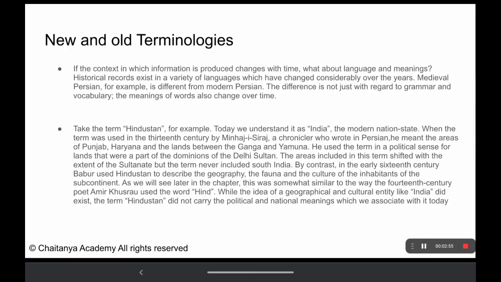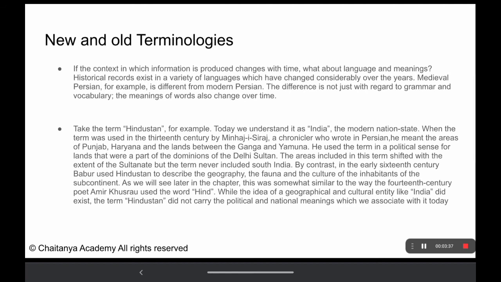New and old terminologies. If the context in which information is produced changes with time, what about language and meanings? Historical records exist in a variety of languages which have changed considerably over the years. Medieval Persian, for example, is different from modern Persian. The difference is not just with regard to grammar and vocabulary. The meanings of the words also change over time.